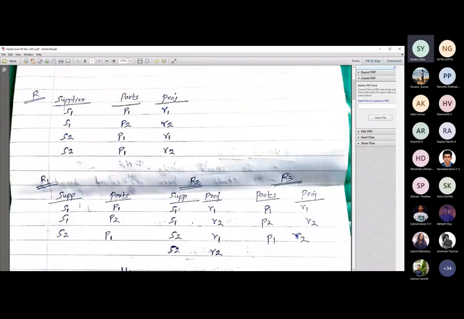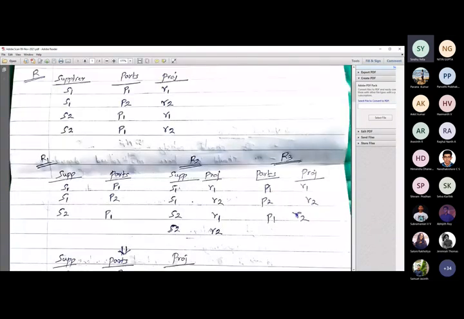So once you decompose the complex relation into fragmented relations, you get these records, right? So S1 with part P1, S1 with part P2, S2 with part P1, and so on. And similarly, relation R2 supplier and project, S1 with project R1, S1 with project R2, S2 with project R1, and S2 with project R2. And regarding the parts, P1 with project R1, P2 with R2, P1 with R2, and so on.